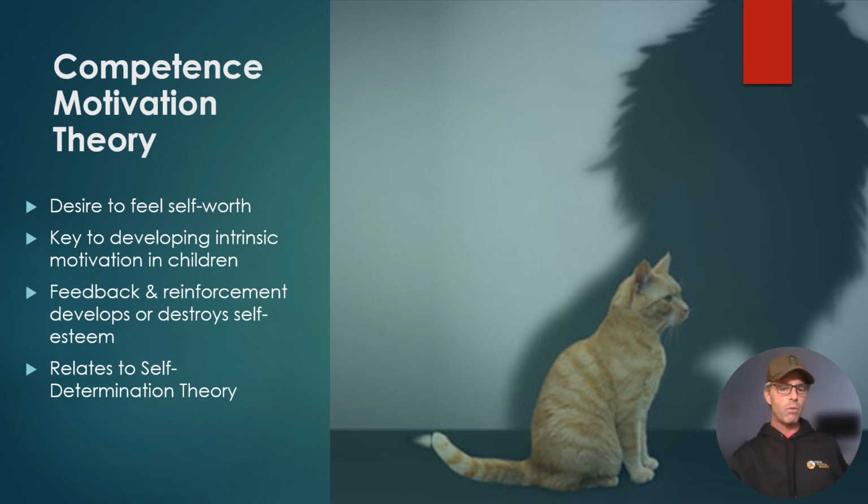Our feedback and reinforcement that develops or destroys self-esteem is really critical. Some of you may have experienced this with coaches in the past that either built you up and made you feel really good about yourself, and hey, you're learning, even though you're making mistakes, you're learning and you're growing, or maybe coaches made you feel really bad about yourself. And so you actually maybe even dropped out of the sport, or you developed a bad image of yourself because of a coach or a parent or a teacher, right? So it's really important that the feedback and reinforcement we deliver is one that will help build self-esteem. And then again, this all relates to our self-determination theory.